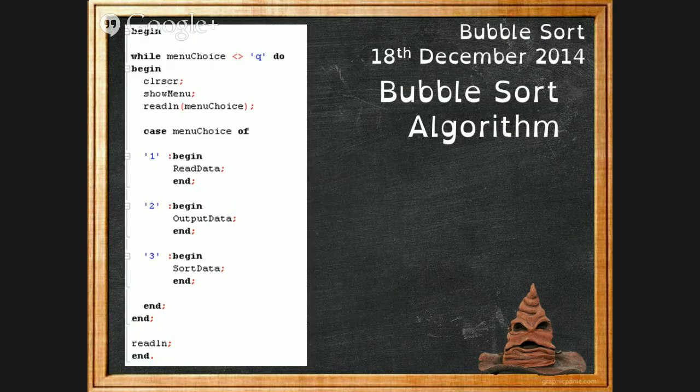Okay, so let's go back. So we've done show menu, we've done read data, we're actually halfway there. In fact, we're more than halfway there because we've written the main program. We then want to go to output data. So now we've read it, we want to actually make sure it's there. So we're going to read it back out to the screen.